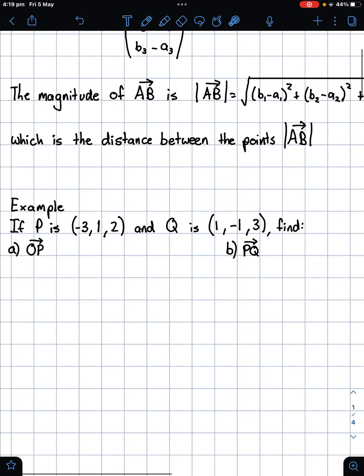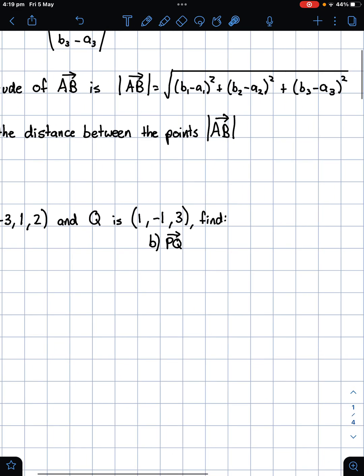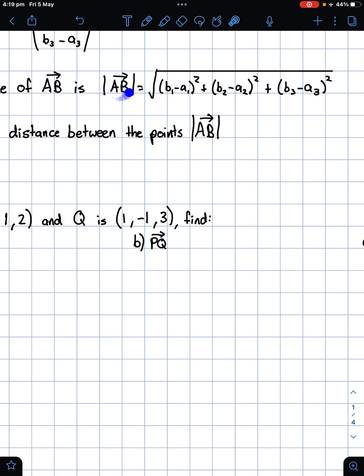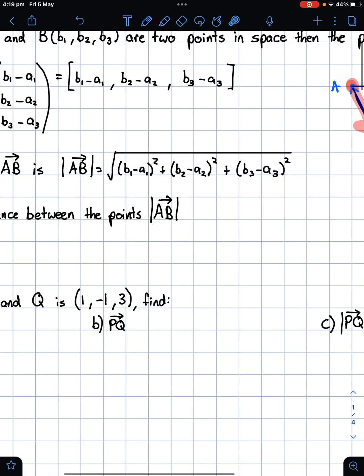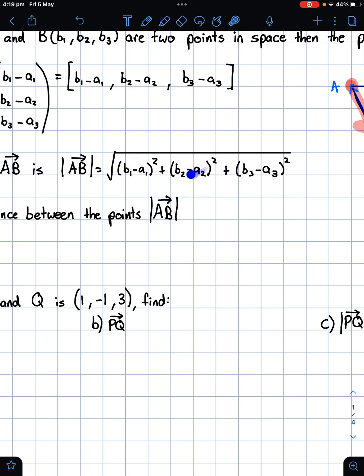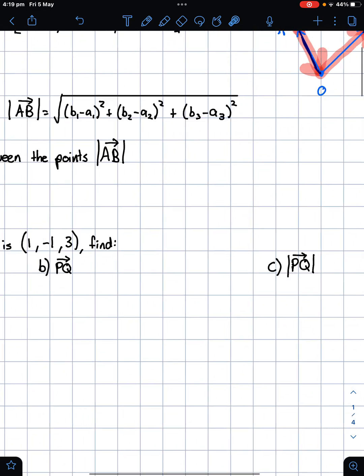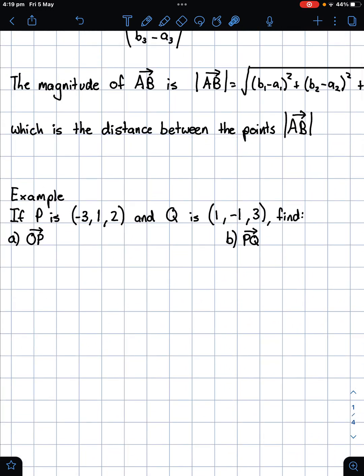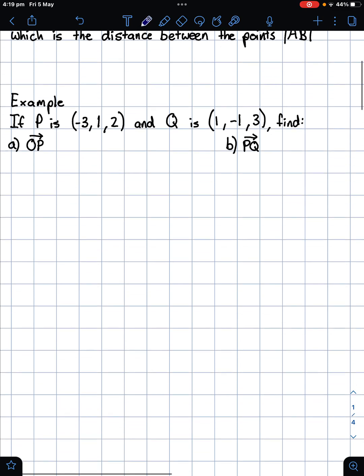The magnitude of AB, I've used the modulus symbol, or the length of, is just similar to before: the individual components, we put them in this formula here and we subtract them. We will do it in the example question, which is the distance between the points A and B. So let's go to here.